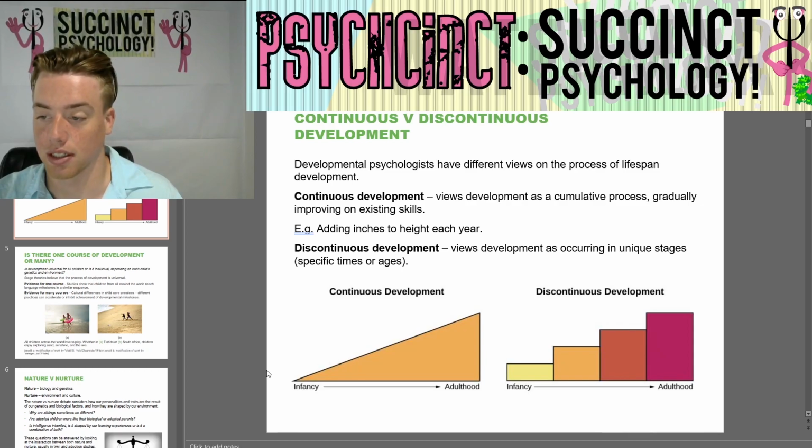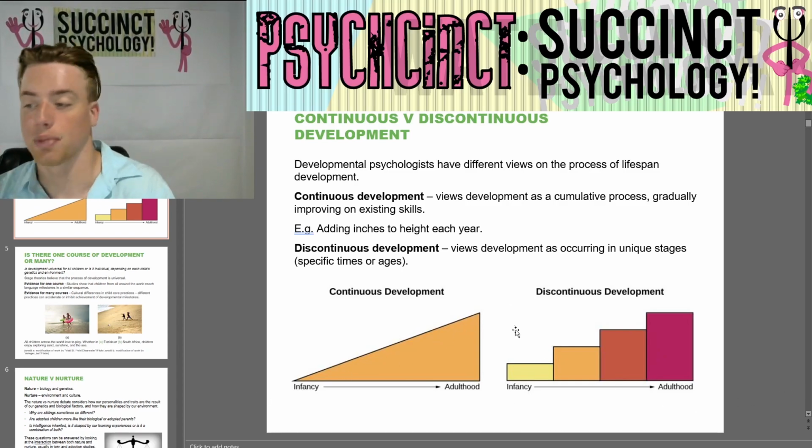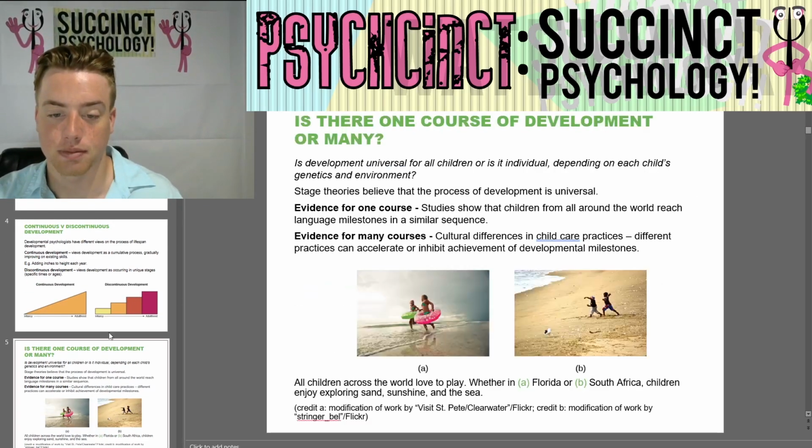So here you have continuous development from infancy to adulthood. Discontinuous development also goes from infancy to adulthood, but you see it's not a straight line. It's not a steady slope. It goes a little variable.